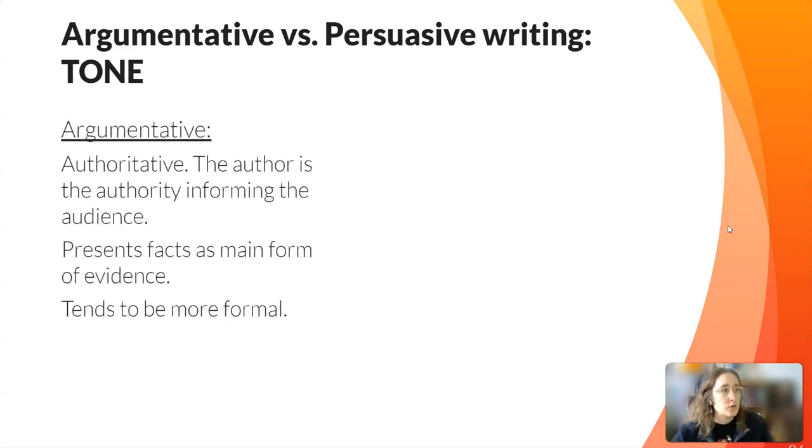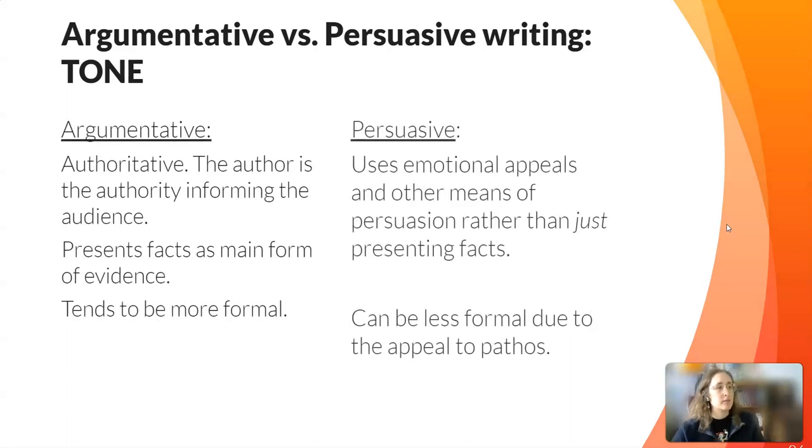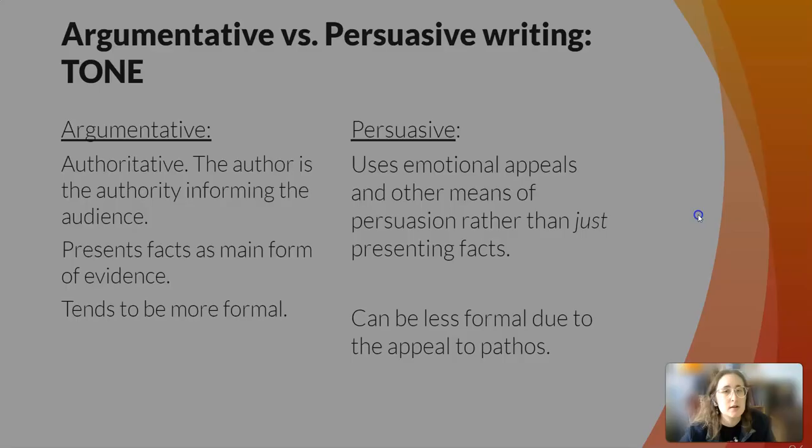And then next is the tone. It, again, goes hand in hand, right? An argumentative piece is more authoritative. You're informing the audience. You're presenting facts as that main form of evidence. And a persuasive piece tends to draw in more emotion. Not always, it can be less formal due to that appeal to pathos and emotion. It doesn't always have that, but it tends to in terms of persuasion, because emotion tends to be very persuasive.